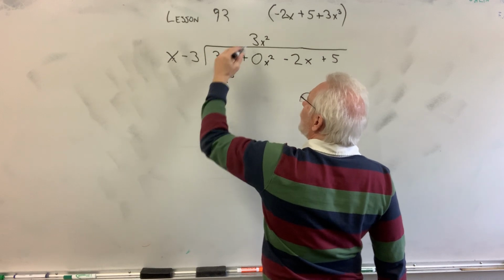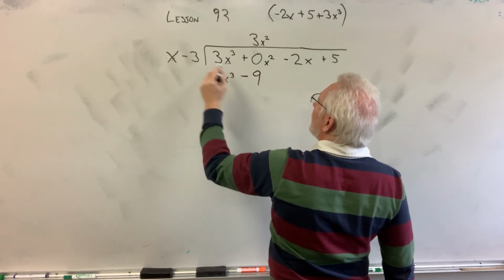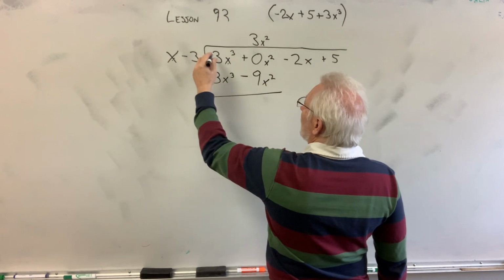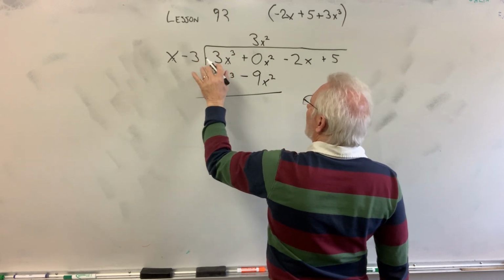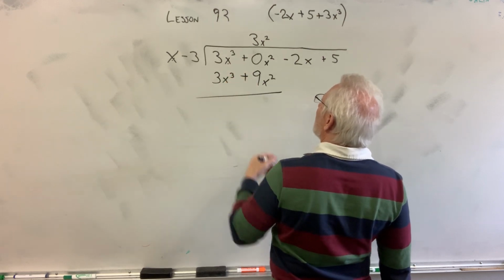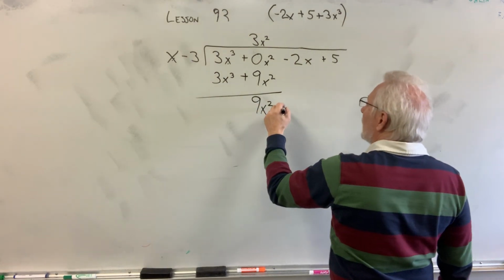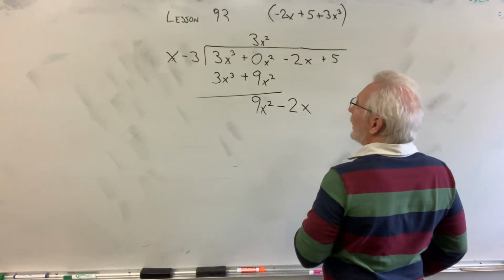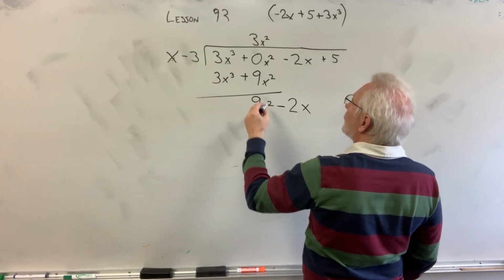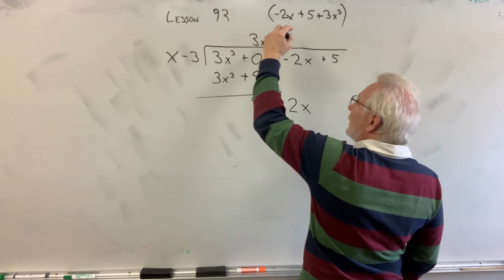Got 3x cubed. And then positive negatives, we'll get negative x squared. Okay? Do our subtracting. 3x cubed minus 3x cubed is 0. Again, subtracting a negative is the same thing as adding a positive, so we end up with 2x squared. All right, now I bring down the next one, negative 2x. Okay, x times what gives me 9x squared? Correct answer is going to be plus 9x.